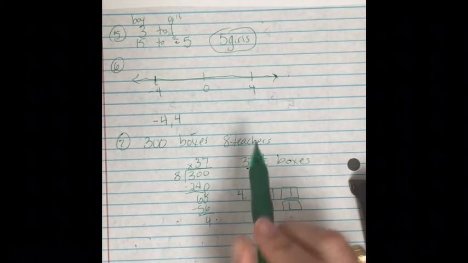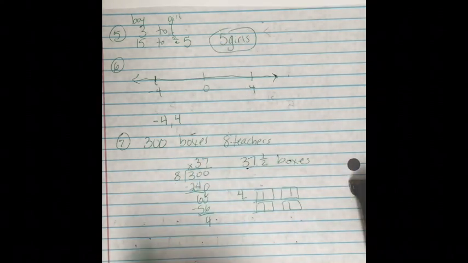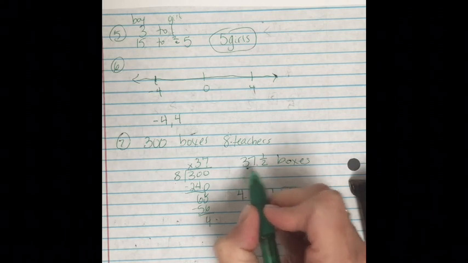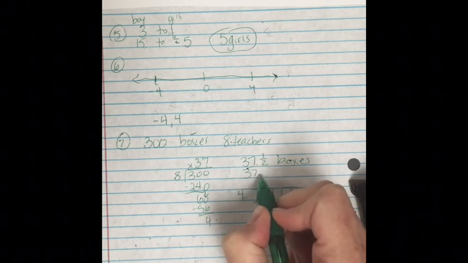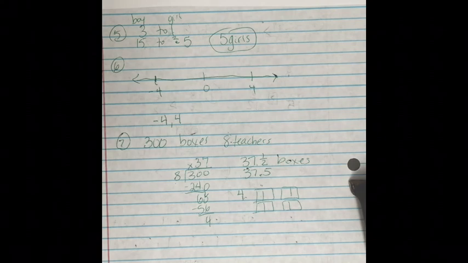And then it also says that we need to write it as a decimal. And we've been learning some basic decimals. One of the ones I've asked the students to know is that 1/2 is written as 0.5. So 37.5 boxes. And that is the end of the review.